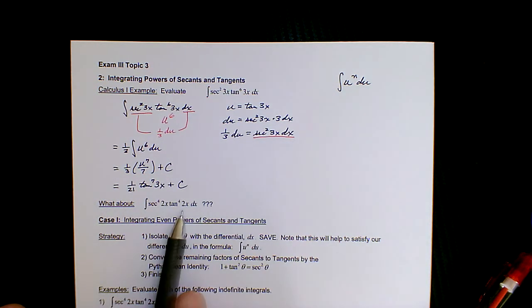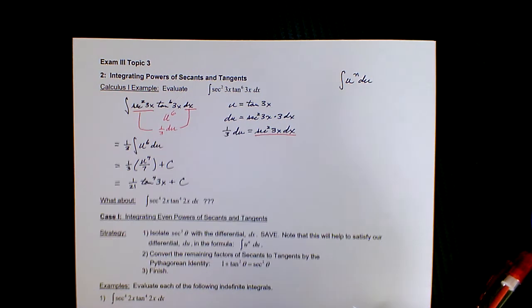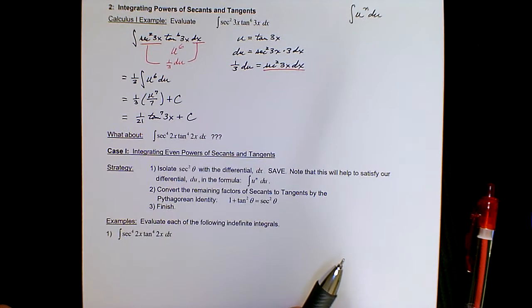So then the question is, what about this example, where we have secant to the 4th and tangent to the 4th? Same idea, but there's a little bit of an issue because we have too many tangents and too many secants to satisfy our du. So this case is very similar to case 1, the odd powers of sines and cosines, for the fact that we're going to force our du to exist again, and then change everything else to be in terms of the u that would produce it.